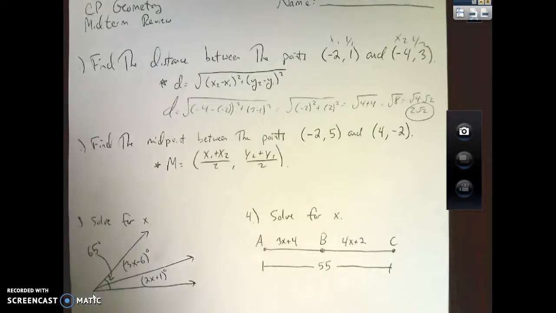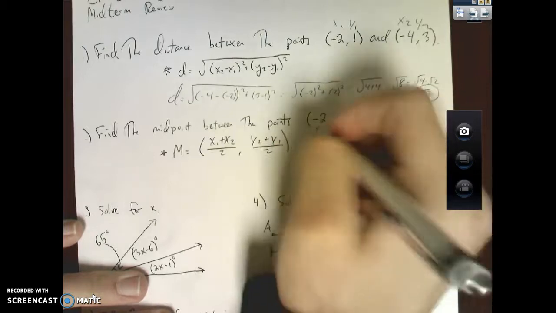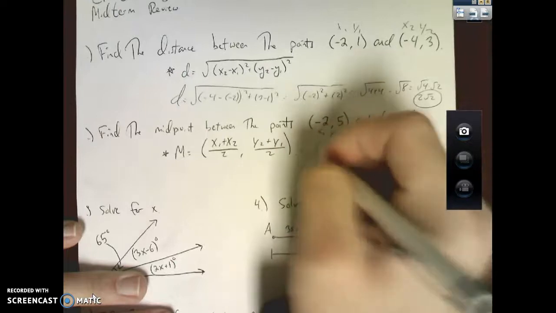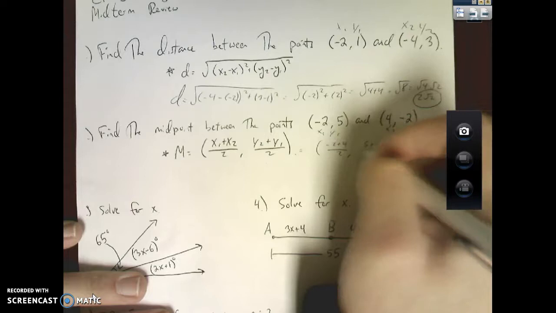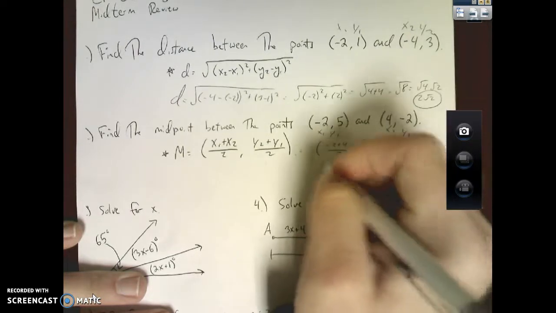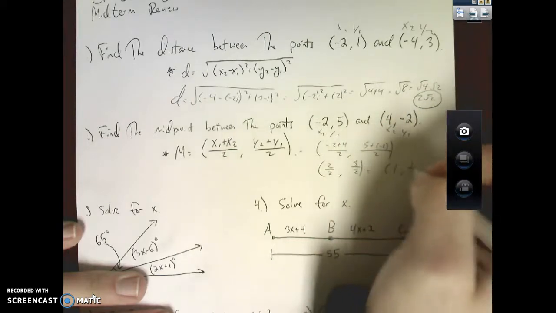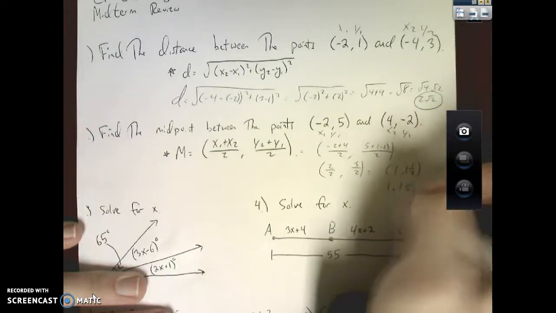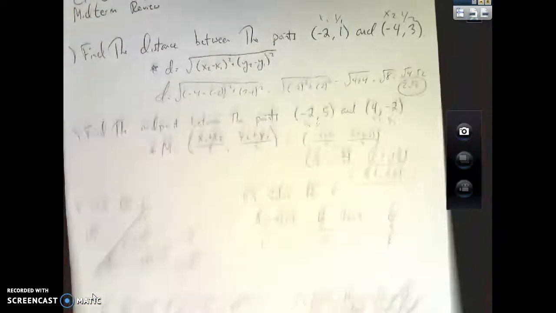Number 2, midpoint. Again, here's your formula. You have to find that on your formula sheet. x1, y1, x2, y2. Throwing everything right in here. -2 plus 4 divided by 2, 5 plus -2 divided by 2. 2 over 2, 3 over 2. So 1 comma 1.5, or 1 comma 3/2, however you want to look at it. Okay? Cool.